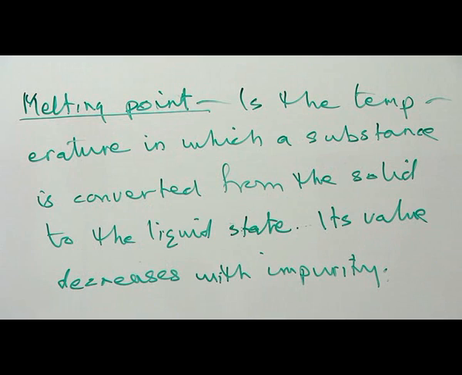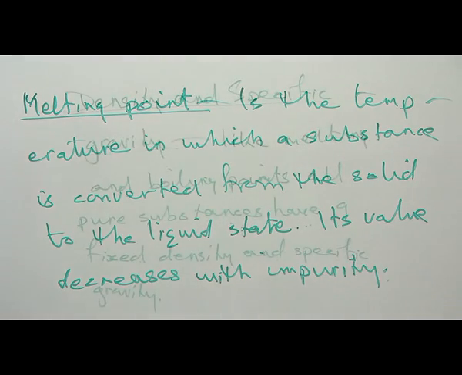All pure substances have fixed melting points. The melting point is the temperature at which a substance is converted from the solid state to the liquid state. When the substance is impure, the melting point decreases. Thus, there is a melting point depression. The presence of impurity decreases the melting point of a substance.